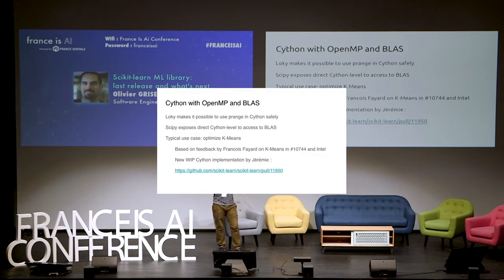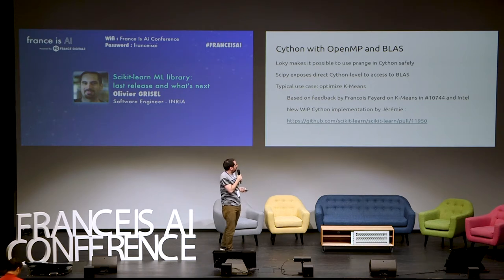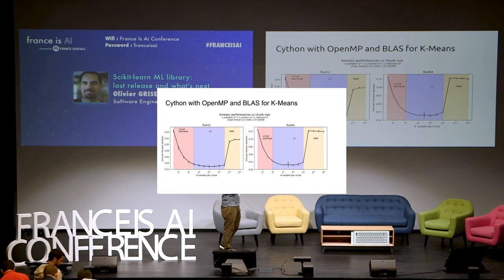Also, nowadays, we are starting to work on better leveraging low-level constructs from OpenMP and direct BLAS access in recent versions of SciPy. This makes it possible to significantly accelerate the K-means algorithm, based on the feedback that we got from François Fayard and engineers at Intel. The first result that we can see is that when we chunk the data in a specific size, we can be very efficient in CPU cache usage.